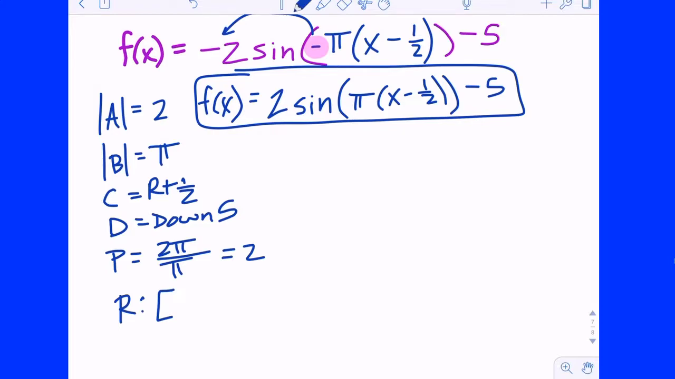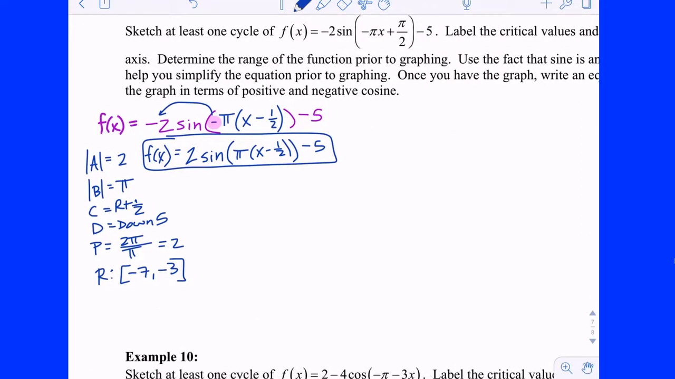What's the low point? I like the -3, but not for the lowest point. We take our d value, which is -5, and we go down the amplitude amount. So -5 minus 2 is -7. And then for the high point, we go -5 up 2 for a high point of -3. So our graph lives entirely below the x-axis. Okay? So that's going to be helpful when we're sketching it.